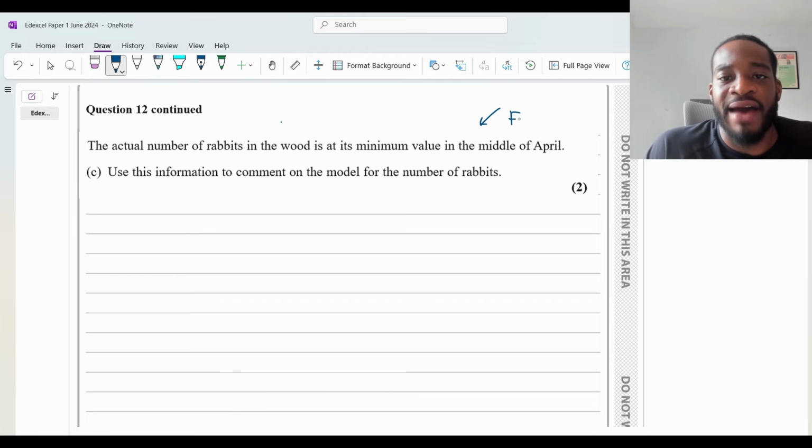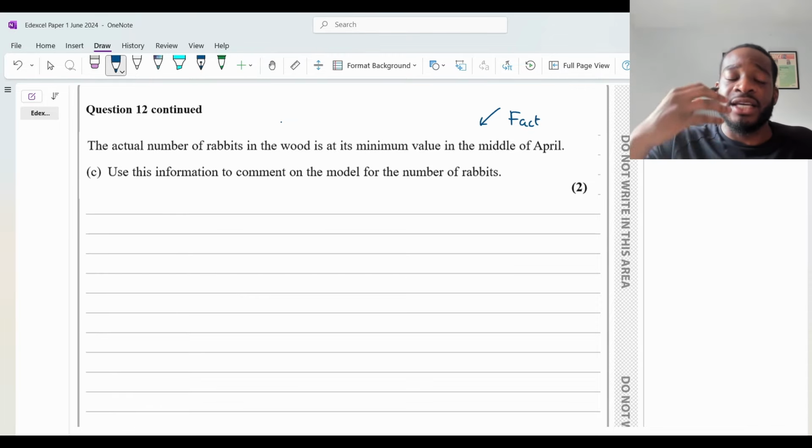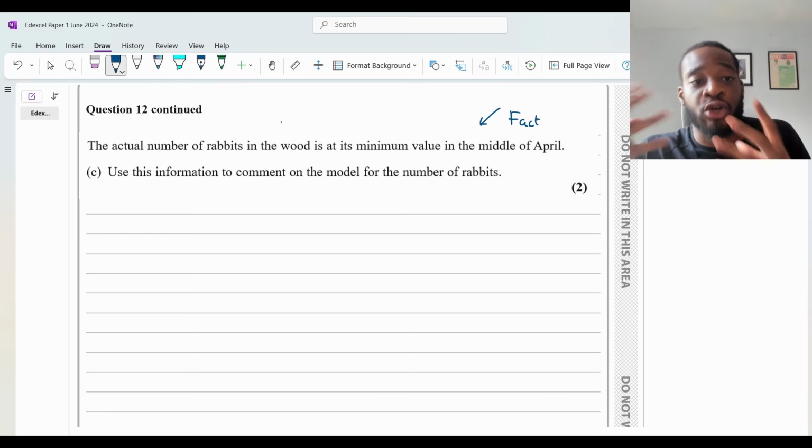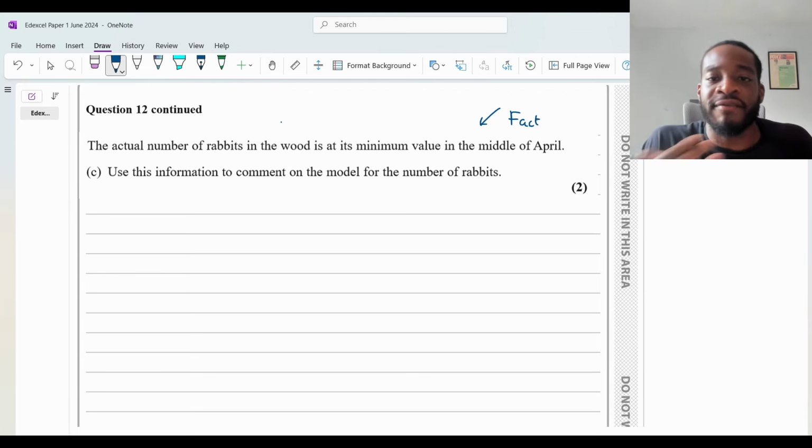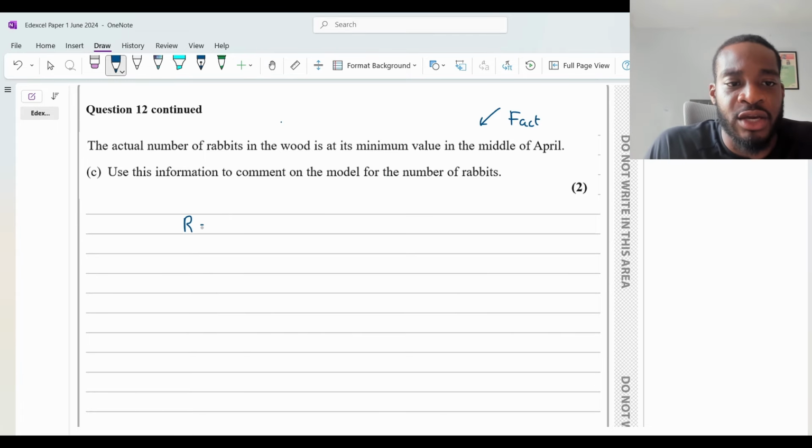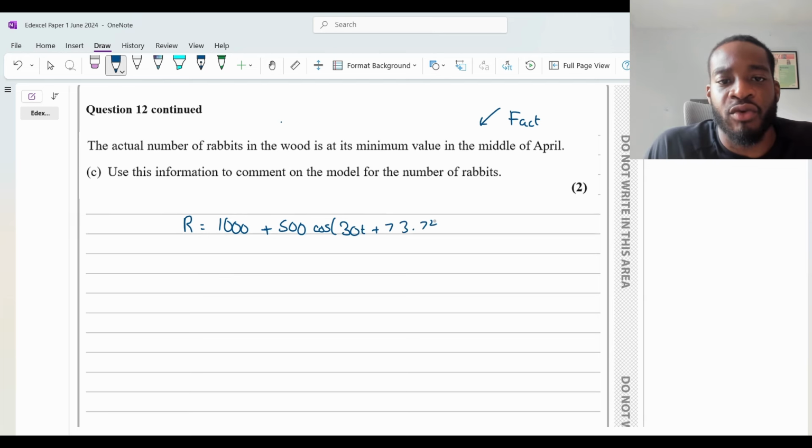This is what I call a fact, right? Your model, as much as possible, is trying to directly represent these facts, as close as possible. That's what a model is. You're trying to model something in real life, factual information. So our model, we know, is R is equal to 1000 plus 500 cosine (30t plus 73.74). This is the model.